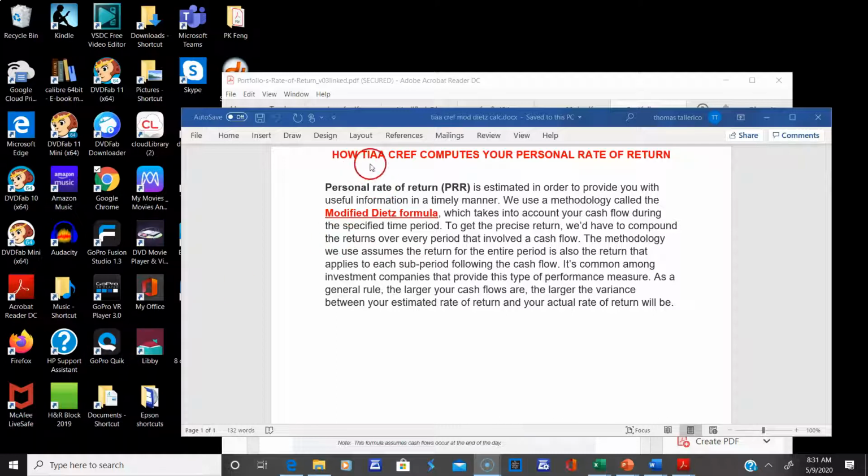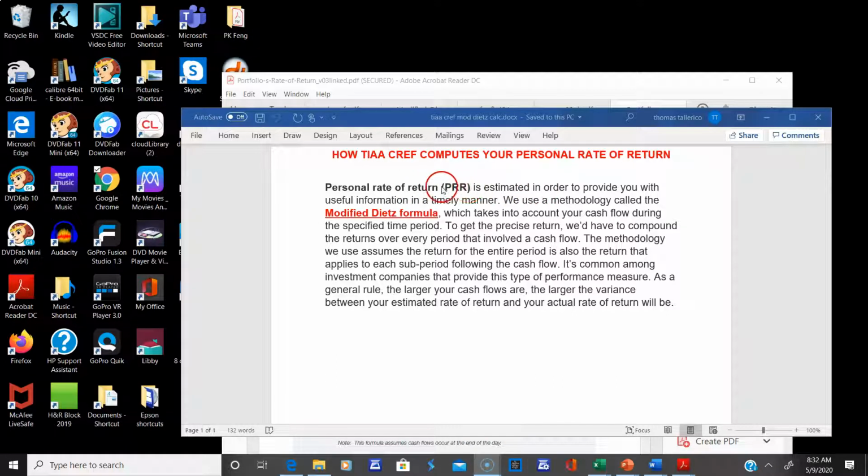Now, a lot of companies will give you your personal rate of return. So for instance, I have TIAA-CREF for my retirement portfolio, and they calculate your personal rate of return, and they use what's called a modified Dietz method, and so do a lot of other companies. So let me just read this to you.